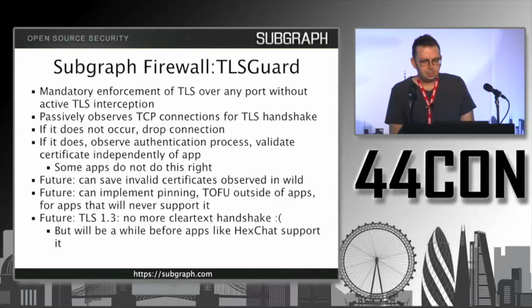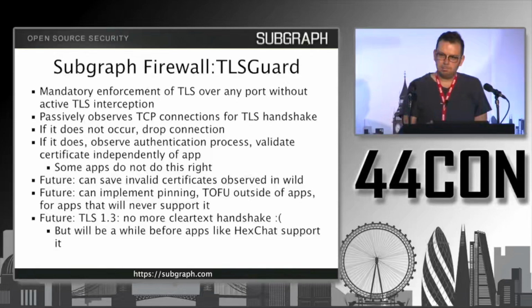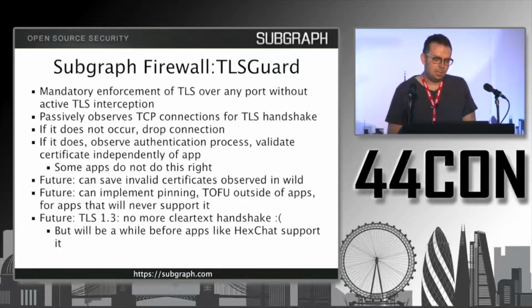We haven't done this yet, but if we see invalid certificates, we can save them, or we can implement trust on first use outside of any app. So we can say, okay, take the first certificate you see, save it. If that certificate changes and the previous one you saw didn't expire, tell the user that happened. That's interesting. We can do things like that, and we can do it independently of the application.